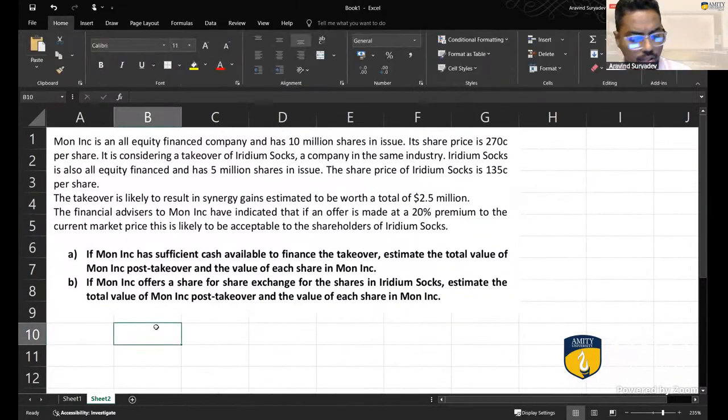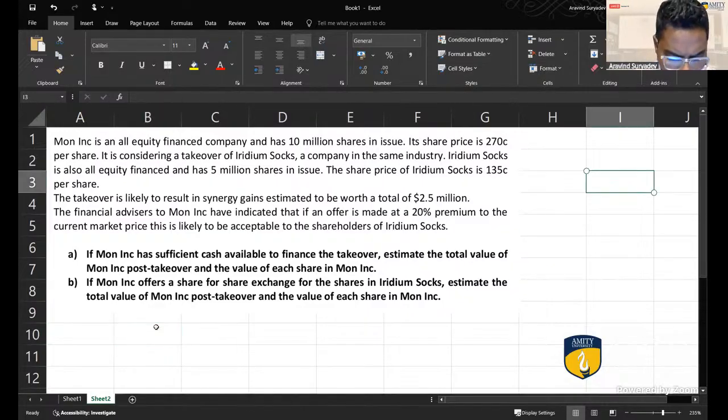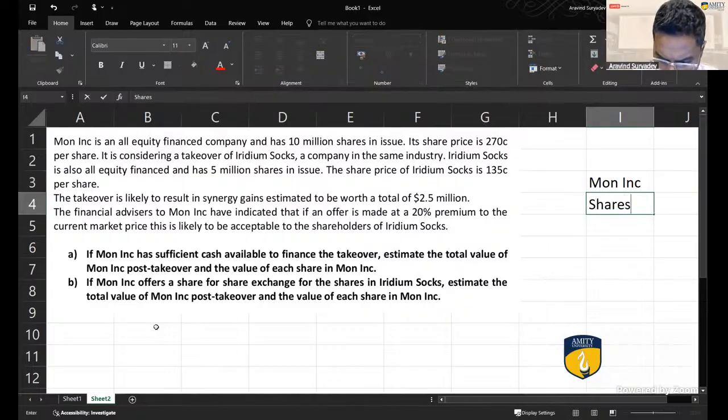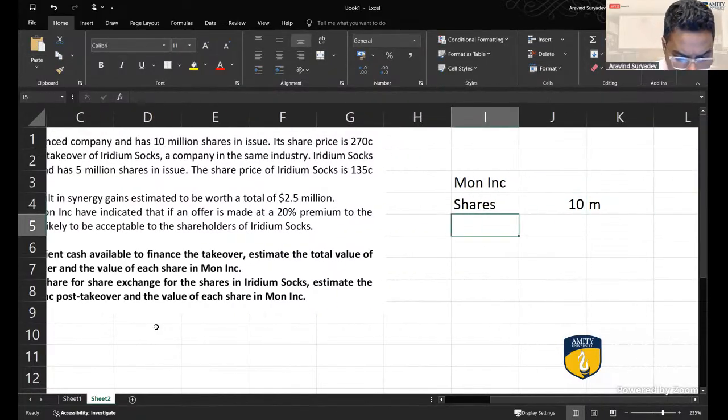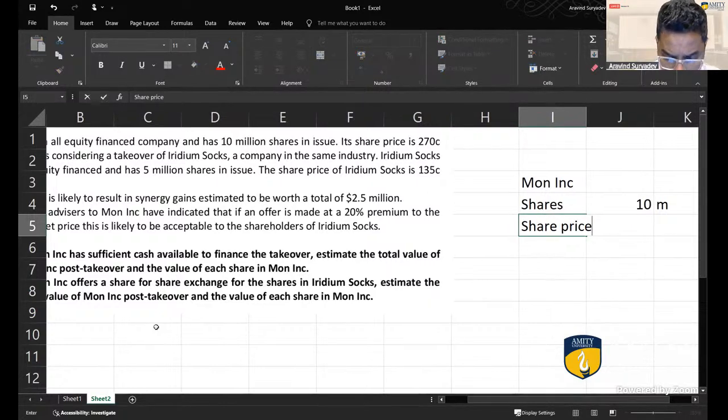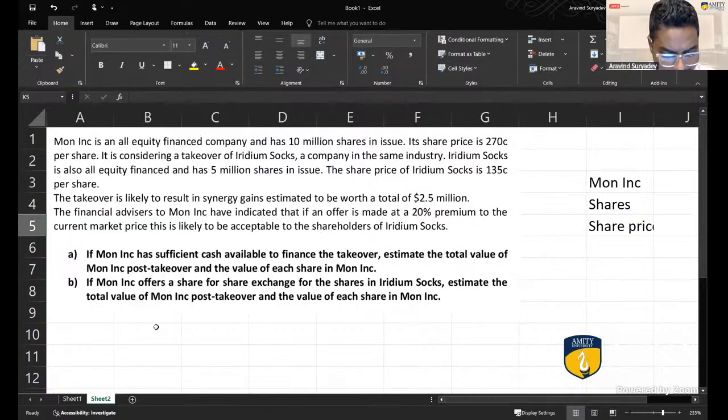All right, here you go, guys. So Mon Incorporated has sufficient cash available to finance the takeover. Estimate the total value. First of all, what do we know about this Mon Incorporated? Mon Incorporated has 10 million shares. Number of shares is 10 million. Then its share price is also known. That seems to be $2.7, 270 cents per share.